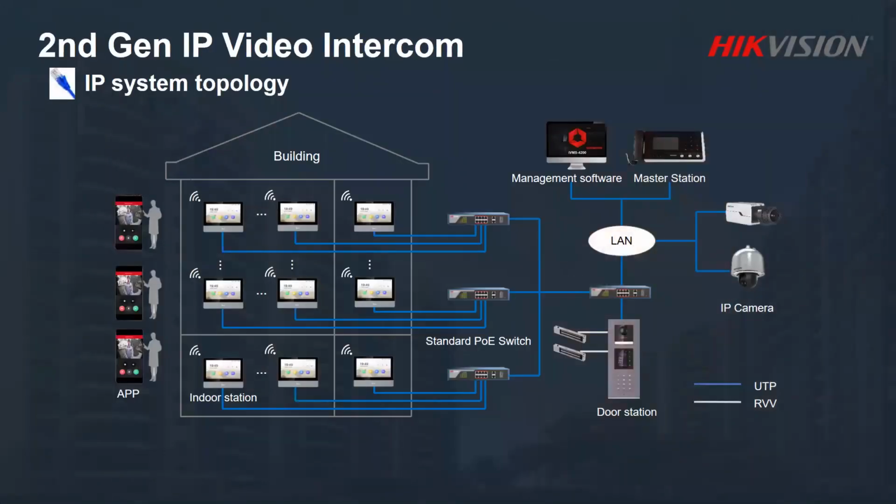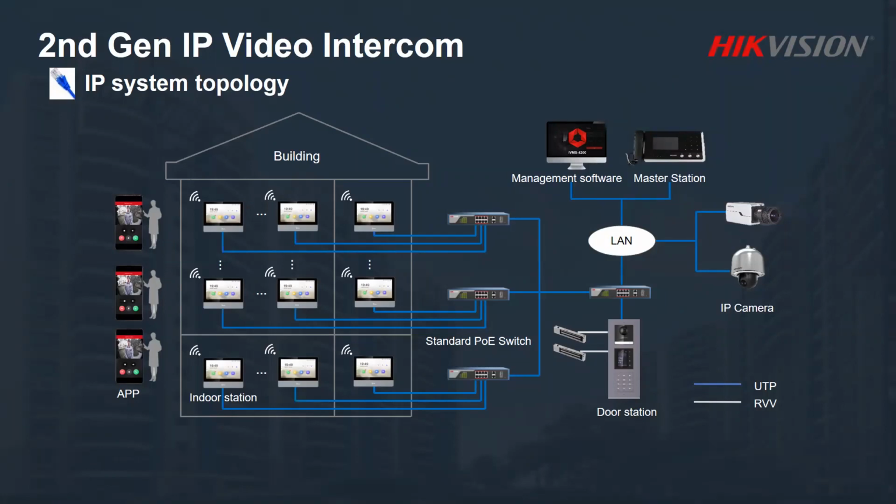So this gives you an idea of a very typical IP system. You can just use a standard PoE switch for the power and for the connection. In this case, we are using the network cable. So you can see the indoor station here. It can be added to an app, so you can also receive the phone call on your app. And then within this network, you can also have our software to receive the calls from the door station. You can also have the master station to receive the call from the door station.